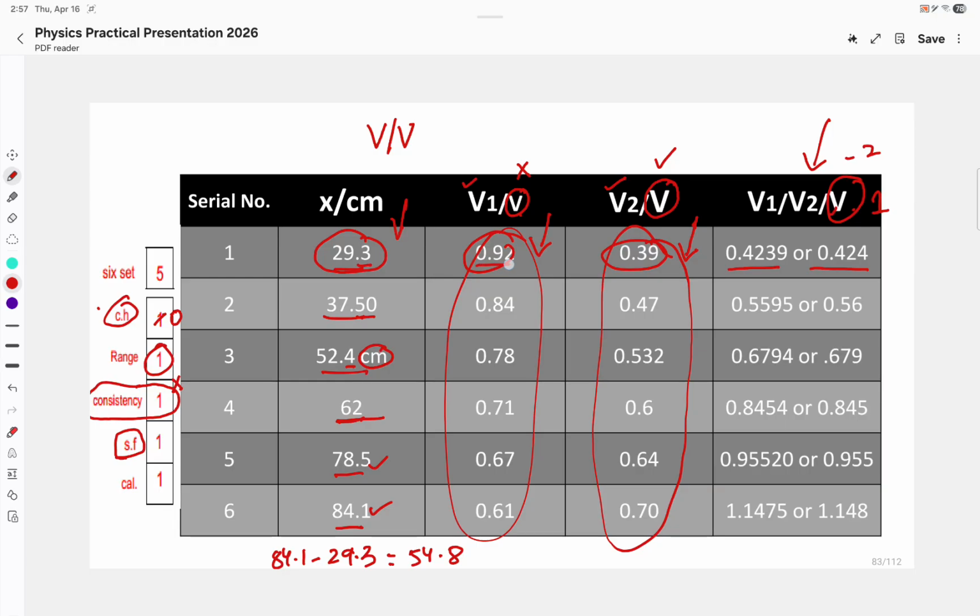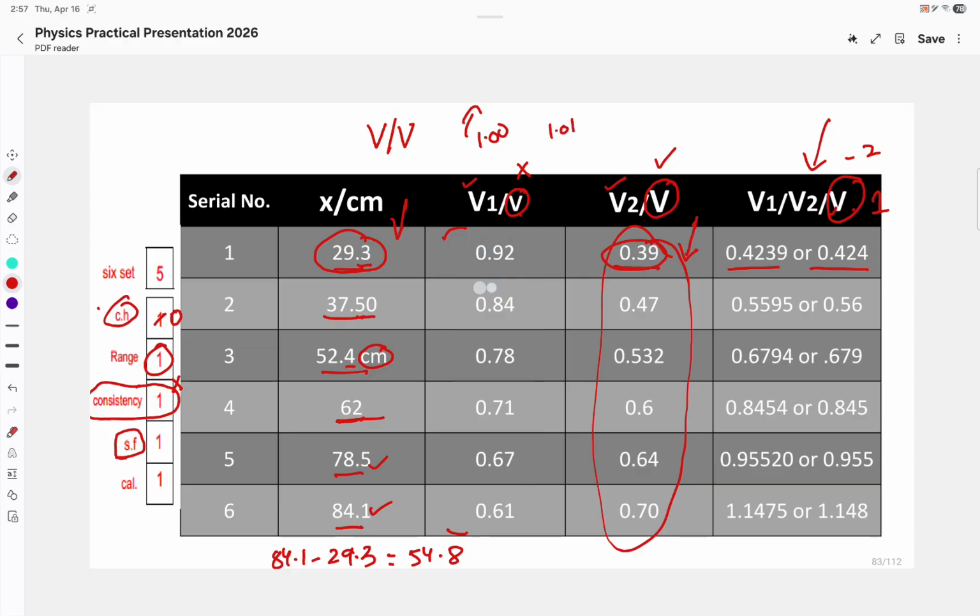V1 is up to 2SF. V2 is up to 2SF. Why am I using 2SF? Starting from here and ending over here, the range provided by the candidate is not crossing 1.00, or greater than 1. If the voltage is above 1, let's say 1.01, it's going to be 3SF.